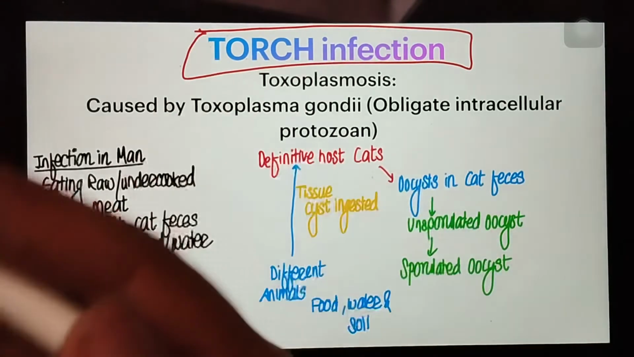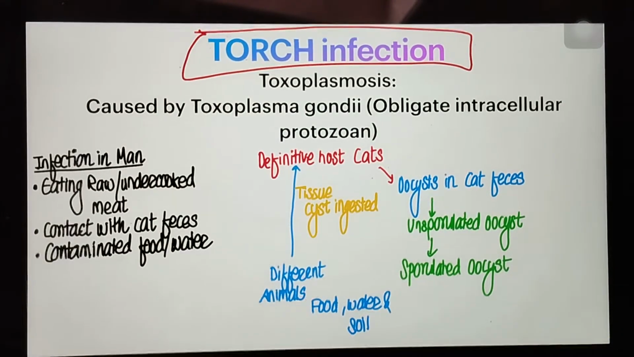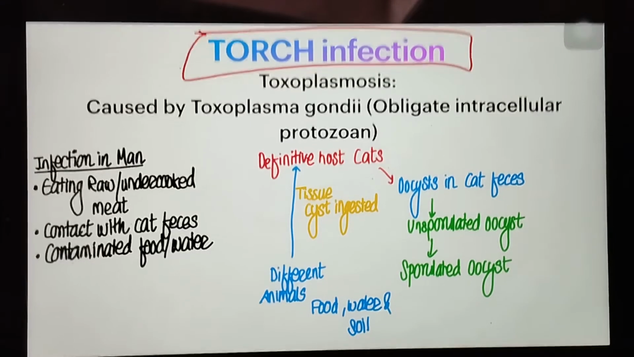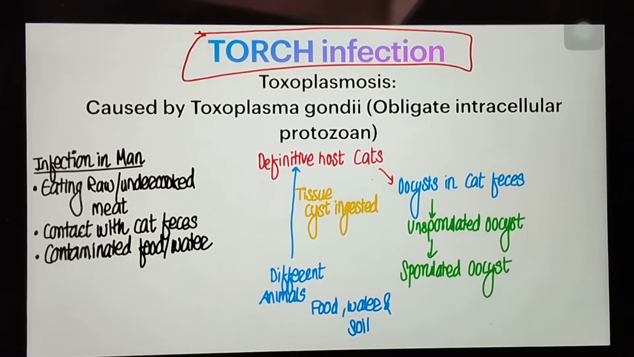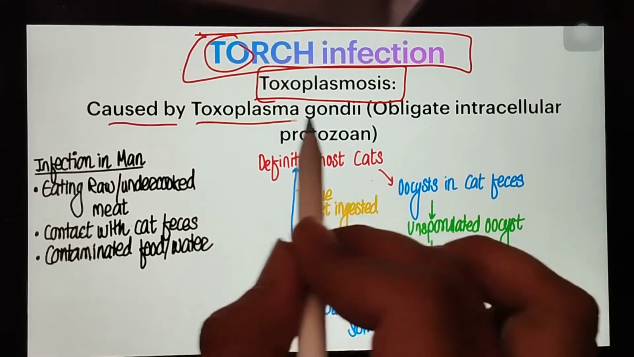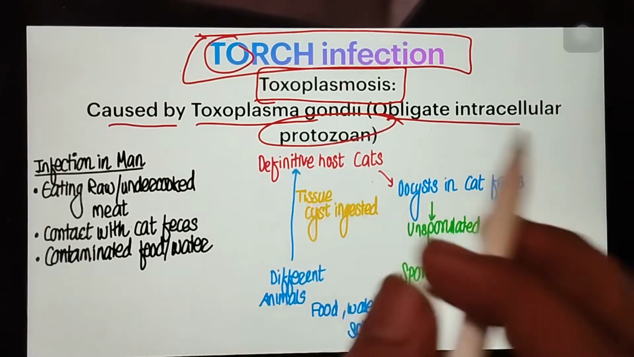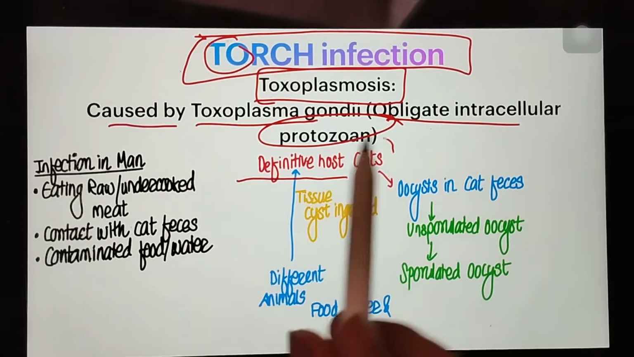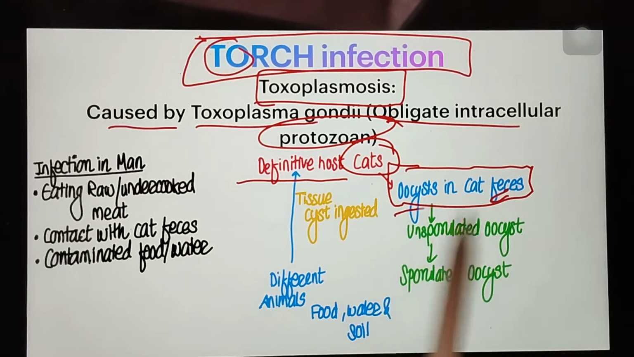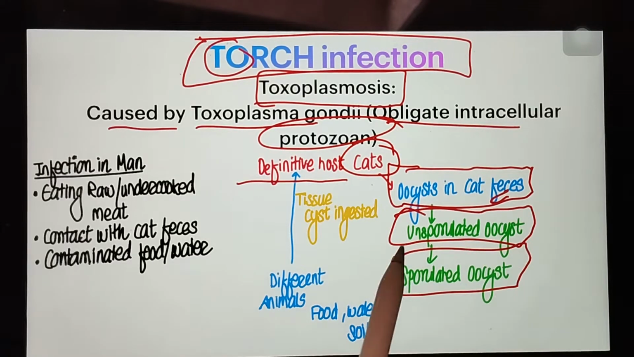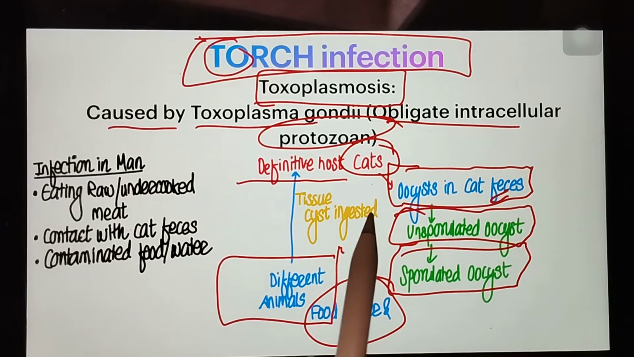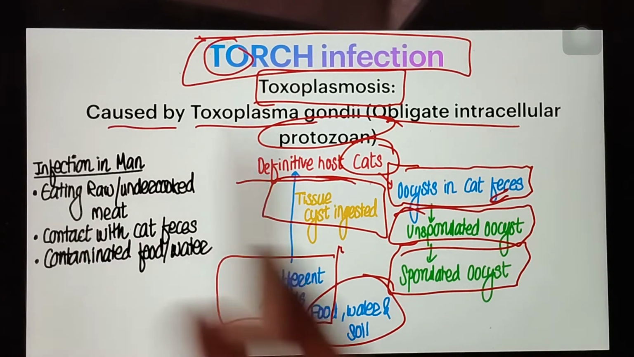TORCH infection is mainly important in the pregnant woman because it causes more effect to the fetus. So TORCH infection is like toxoplasmosis, caused by Toxoplasma gondii, an obligate intracellular protozoan. In its life cycle the definitive host is the cat. The oocyst in the cat's feces becomes a sporulated oocyst and goes to food, water and soil, and is taken by different animals, and the tissue cyst is ingested by the definitive host, and this cycle occurs.